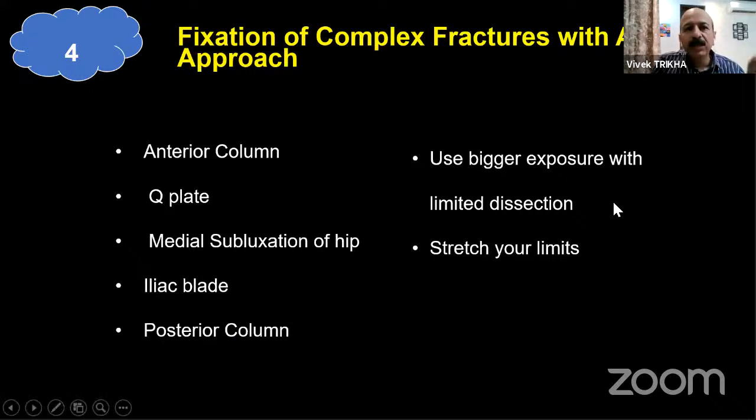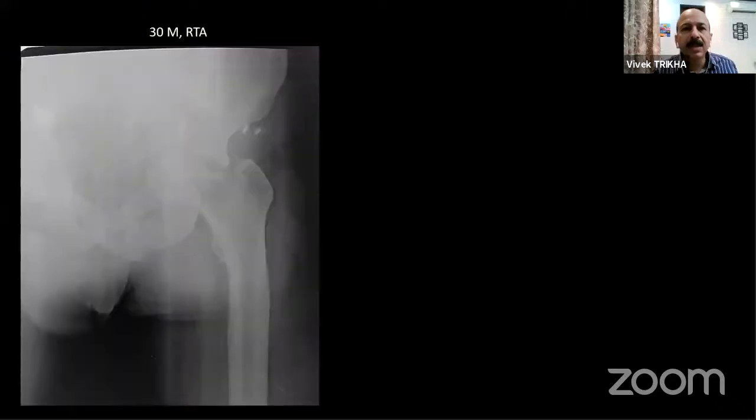Once you are able to fix complex fractures with intrapelvic approaches, you have got these columns which you need: anterior column, quadrilateral plate, medial subluxation of the hip, iliac blade, and posterior columns. Remember that you have to fix all these fractures while going from the anterior side. Initially, if you are dealing with a complex fracture, you might take care with a bigger incision and then start stretching your limits. This is the case.